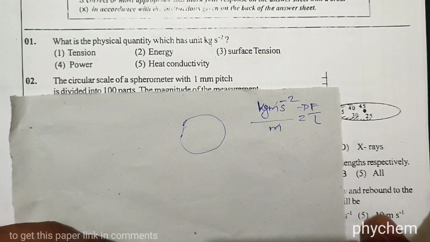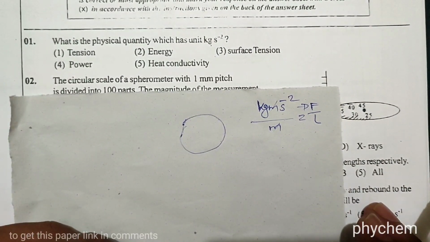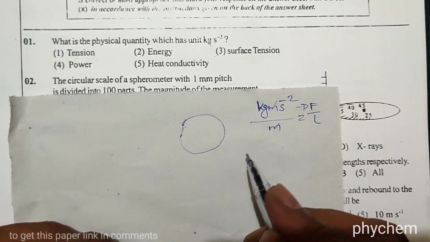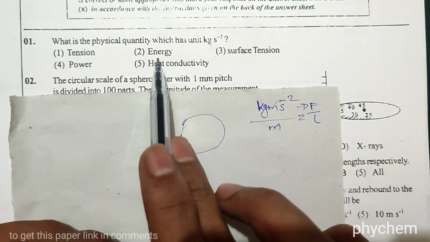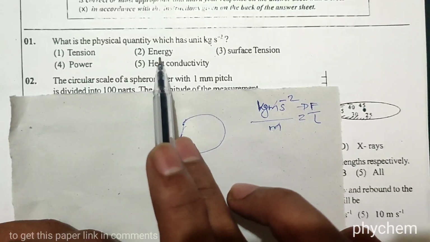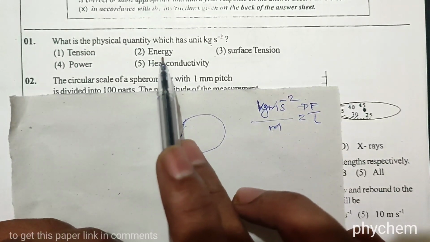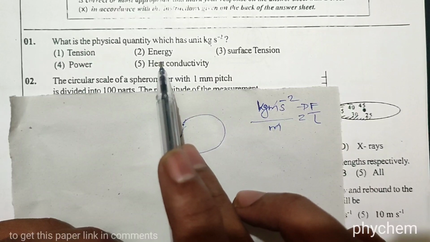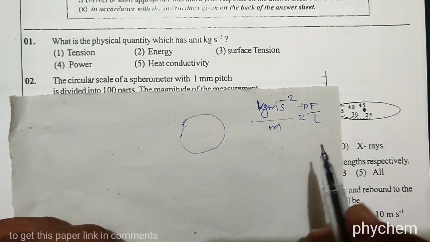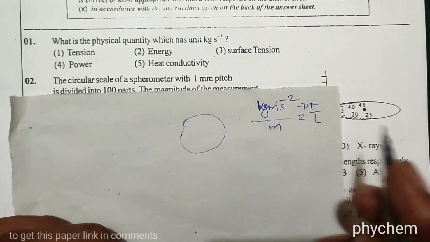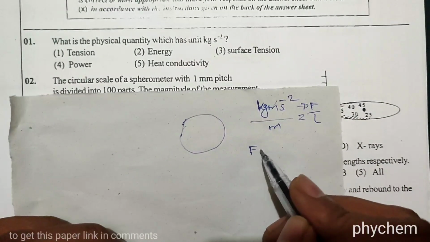So I'm just trying to remember other quantities. Tension: what is tension? Tension is just a force. Energy means work, so you can take both as similar. Energy is force into the distance moved in the direction of the force. So the energy is F into S.